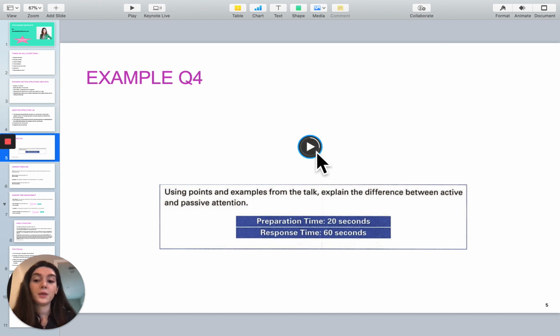So like we can see, so far what they have done is they have explained to us the first concept. So usually there are going to be 2 concepts on this question, and so far she has introduced and explained the first concept, which is active attention.